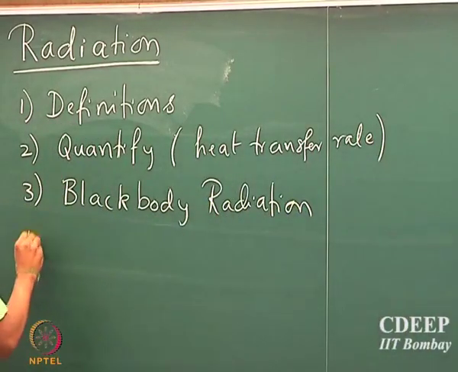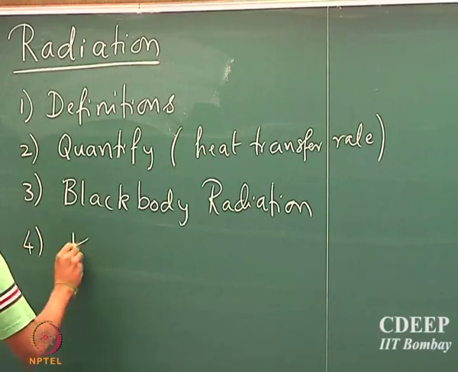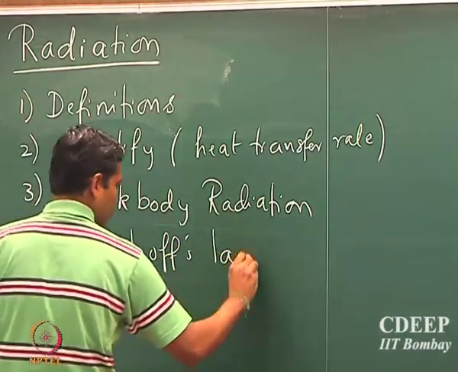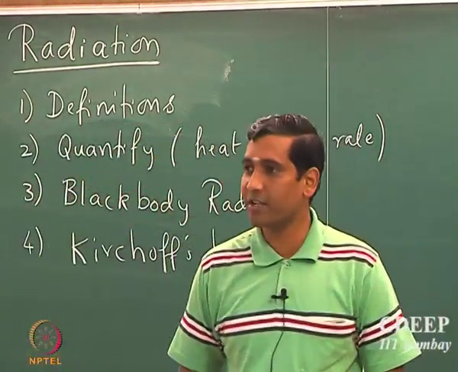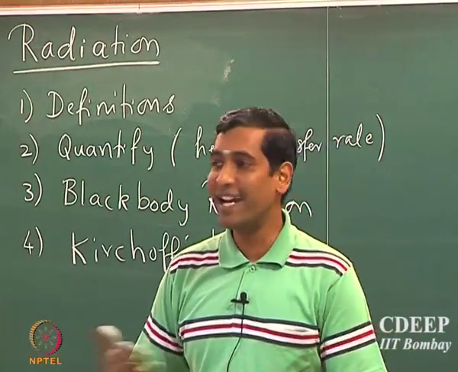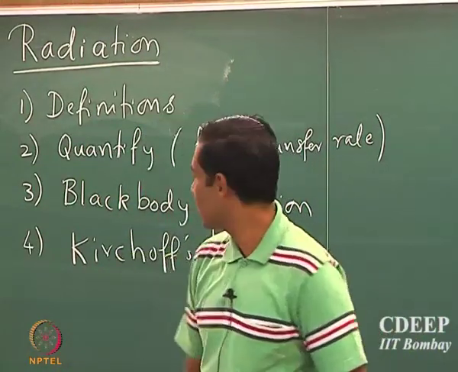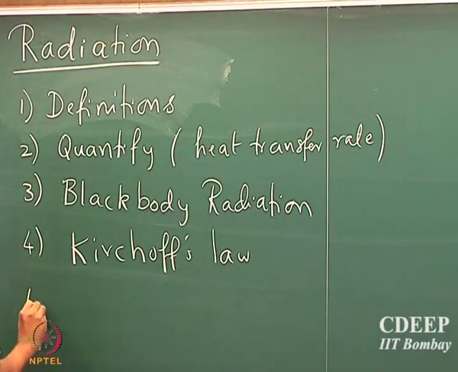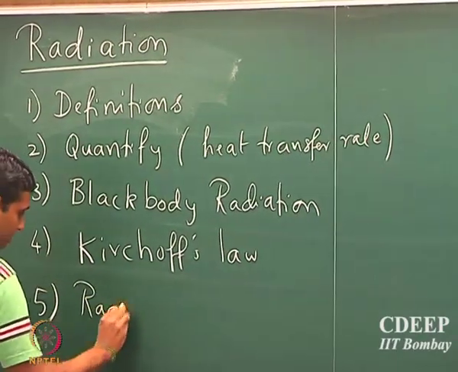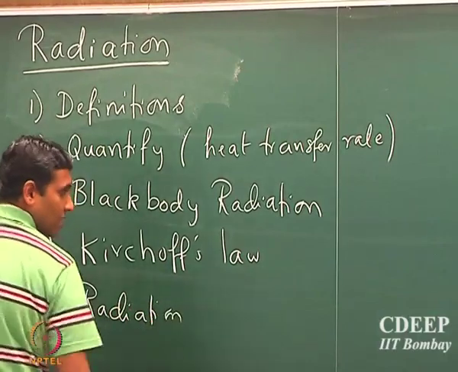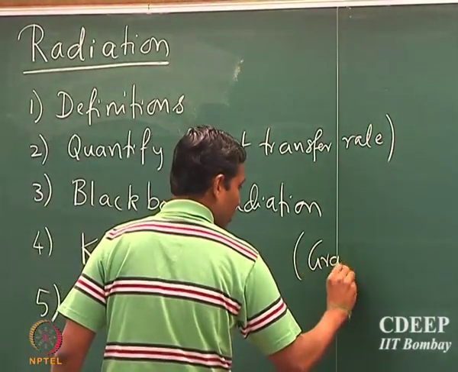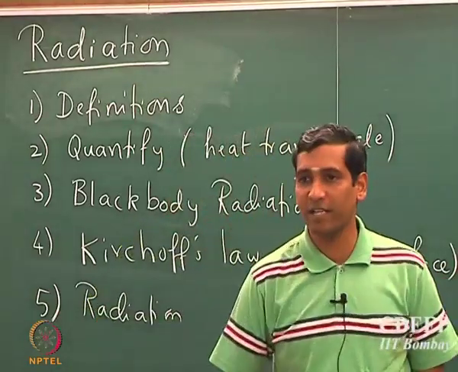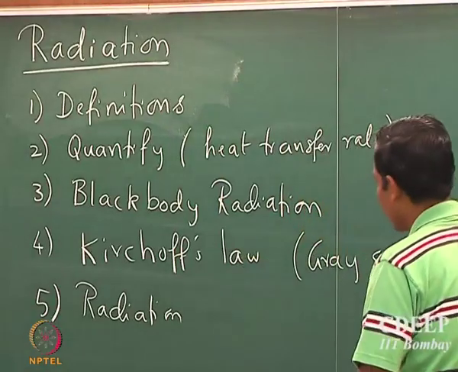And then we will look at, so there is a special law for radiation which captures the relationship between certain properties of radiation, and that is what is called Kirchhoff's law, and we will actually look at that. And then, while doing this, we will also cover what are called gray surfaces. What is the definition of a gray surface and how to quantify them, we will look at that.